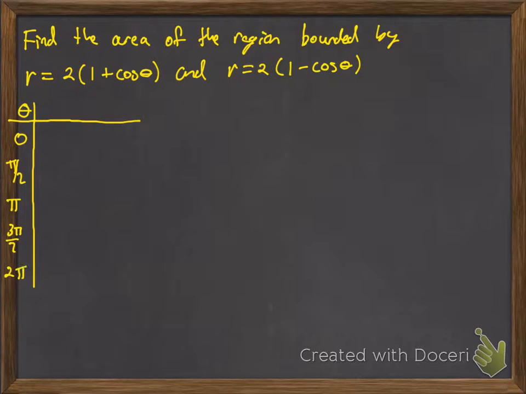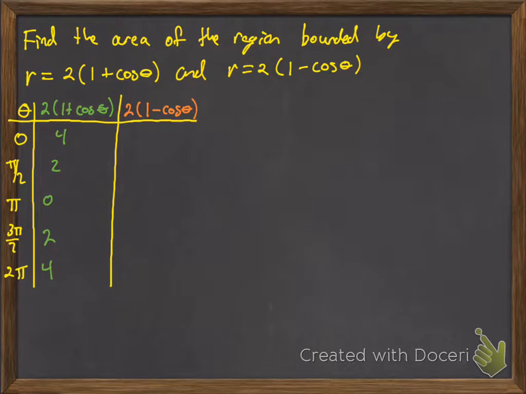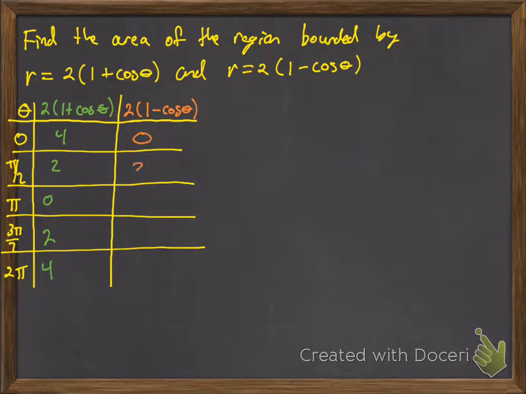And so we're going to set up a table for both of these graphs, and then we'll sketch what the graphs look like. So we'll do two different colors. We'll do one of them in green, and then the other in orange. When we plug in 0, pi over 2, pi, 3 pi over 2, and 2 pi into green, we get 4, 2, 0, 2, 4. And then we'll do orange, and we'll plug in those same values. You can verify that on your own: 0, 2, 4, 2, 0. And we'll go ahead and sketch that.